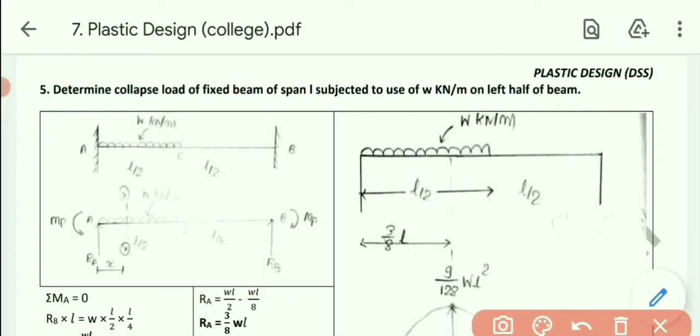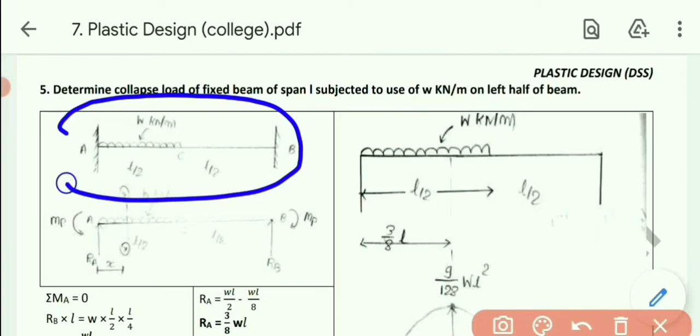So first of all, a fixed beam is given to us, so first of all, draw the fixed beam. Now they have mentioned that the load is acting on the left half span, that is, the span of L by 2. Apply the UDL, that is W kilonewton per meter.